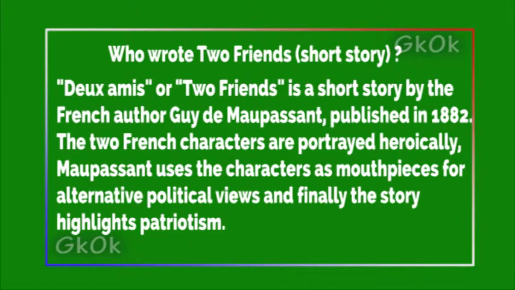Who wrote the Two Friends short story? Deux Amis, or Two Friends, is a short story by the French author Guy de Maupassant. Published in 1882, the two French characters are portrayed heroically. Maupassant uses the characters as mouthpieces for alternative political views, and finally the story highlights patriotism.